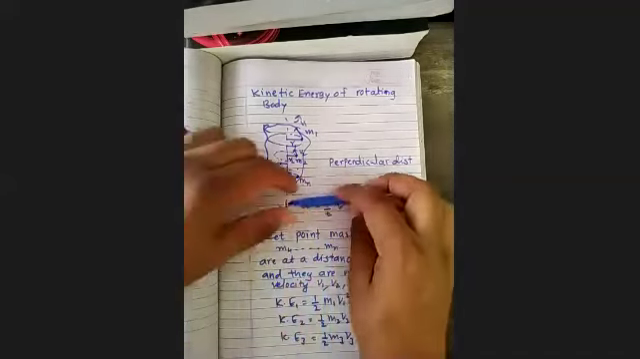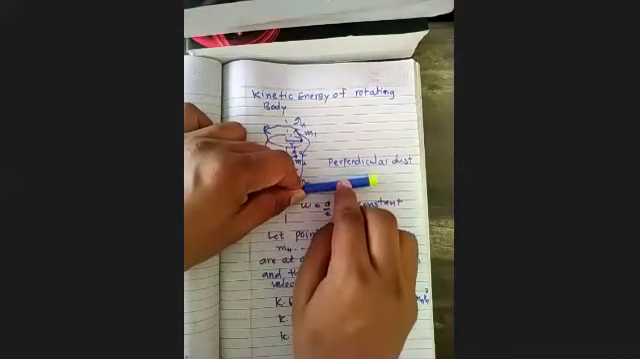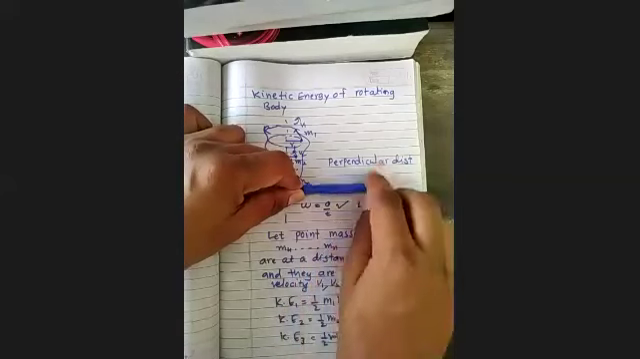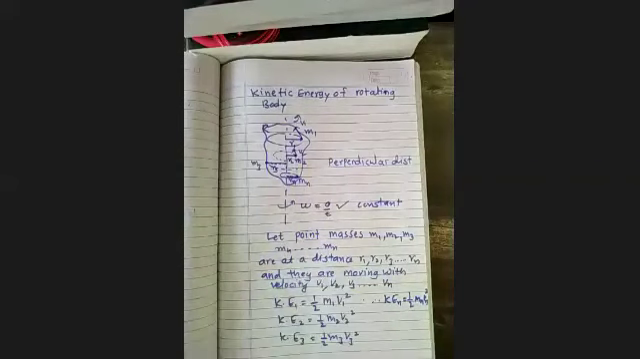As I am moving this, every point is moving from here to here. That means they cover a certain fixed angle. So that's the reason why omega is constant for all.